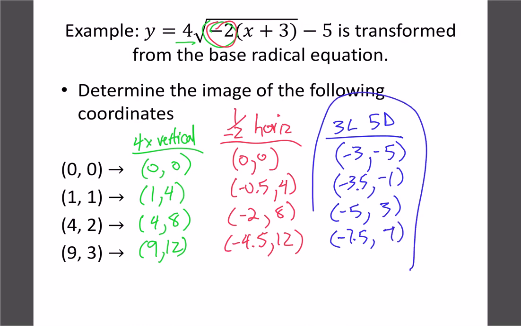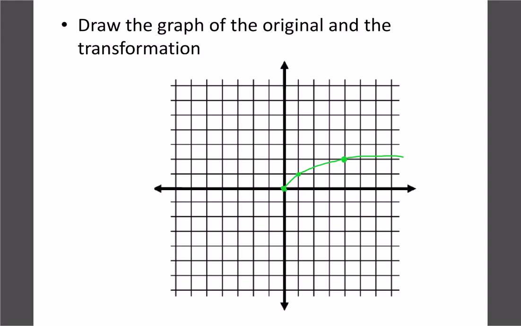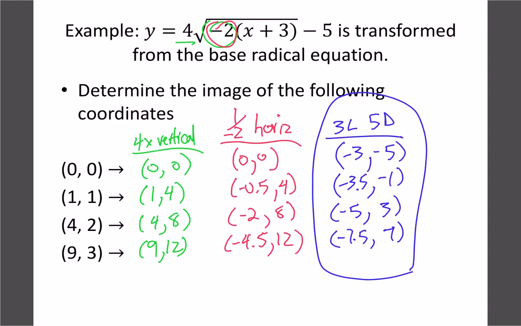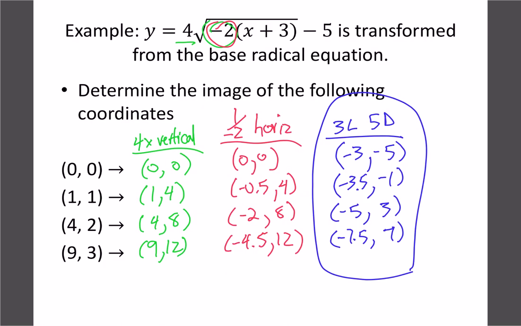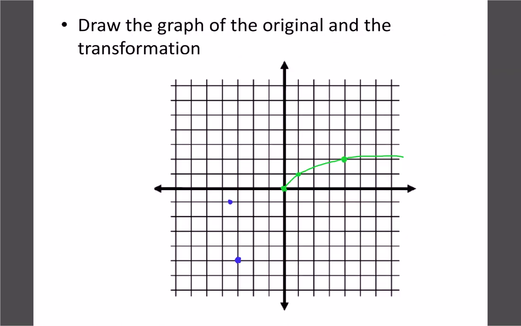So we've done all of our translations now, so all we have to do is plot those final coordinates, and we should be good. So -3, -5 would be there. Our next one is -3.5 and 1. So that's there. Then we had -5 and +3, which is about there, and that's good enough. The other one's kind of off the chart. So you can see that there's our transformation.